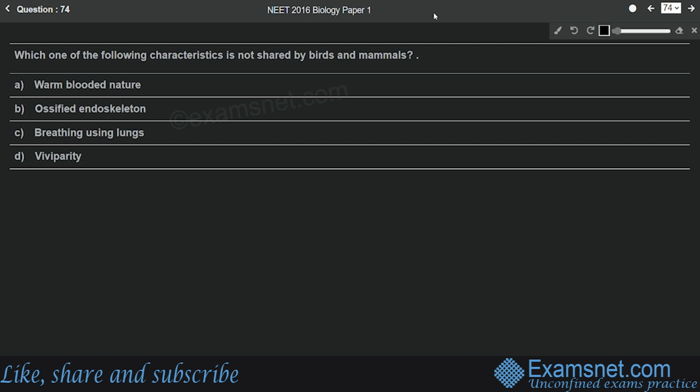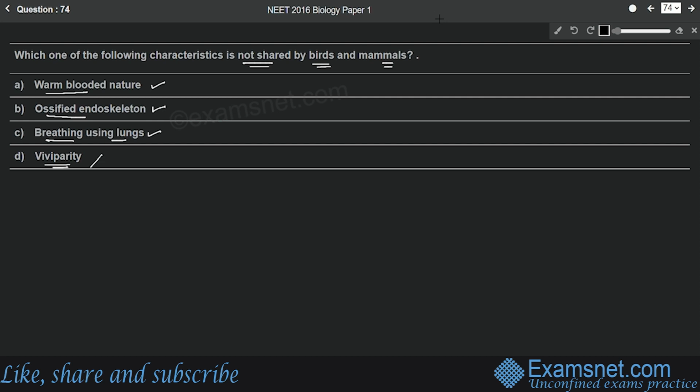Question number 74 is from the chapter Animal Kingdom, and the question is which one of the following characteristics is not shared by birds and mammals? So options are warm-blooded nature. So yes, both birds and mammals are warm-blooded animals. Okay. Second one is ossified endoskeleton. So this is also correct because birds and mammals both contain ossified endoskeleton. Third one is breathing using lungs. So yes, both contain lungs as the breathing organ. Then the last one is viviparity.